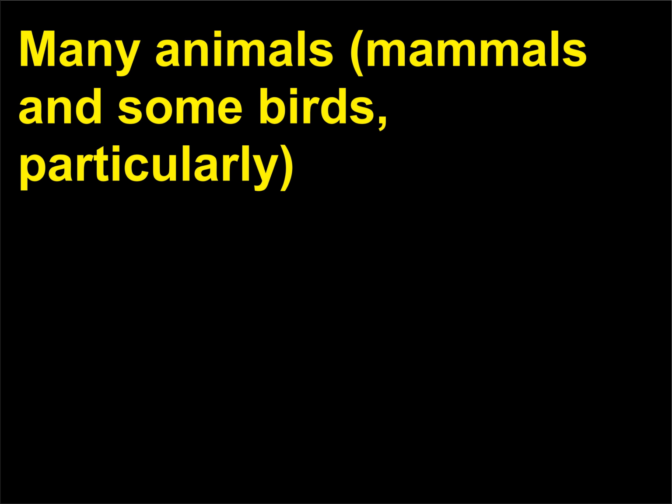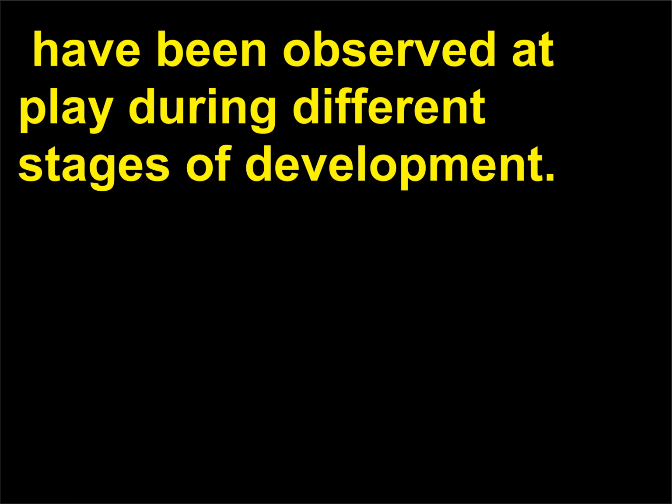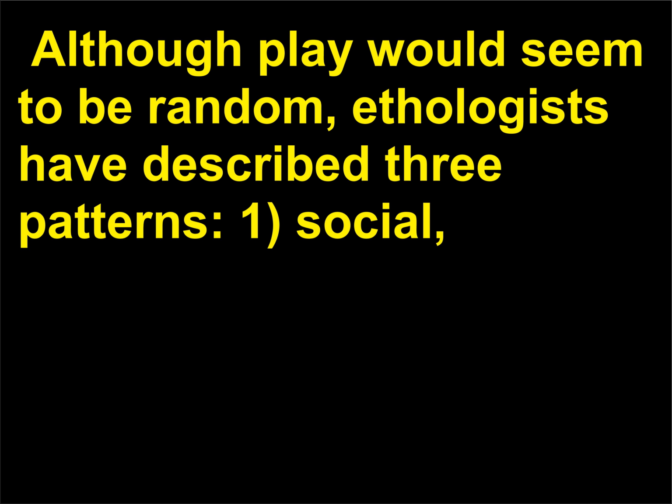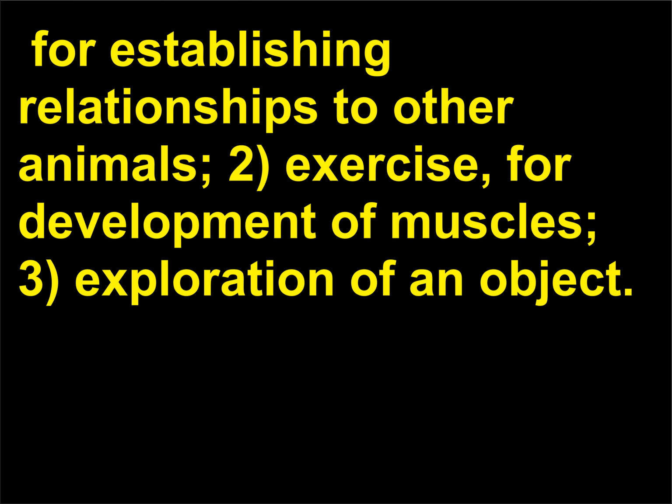Why do animals play? Many animals, mammals and some birds particularly, have been observed at play during different stages of development. Although play would seem to be random, ethologists have described three patterns: 1. Social, for establishing relationships to other animals.